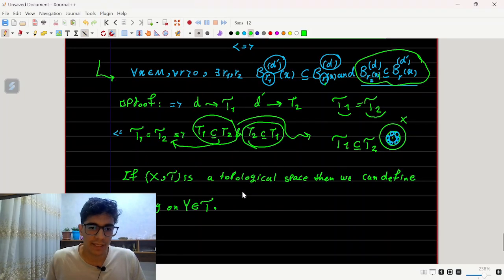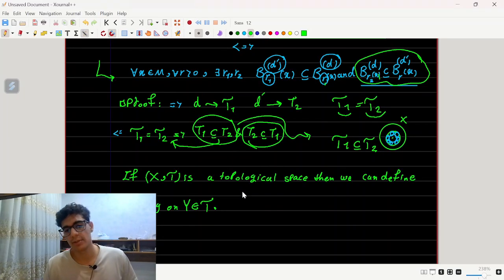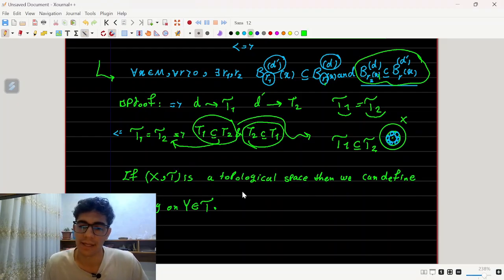And one last thing is that we can define topological spaces on the open subsets of our space, and they will also be a topological space. That's really easy to check. You can do it if you want to.